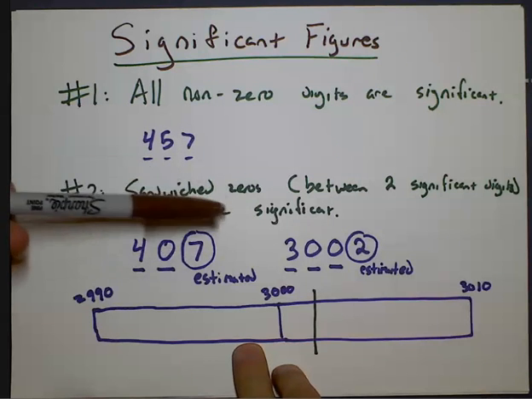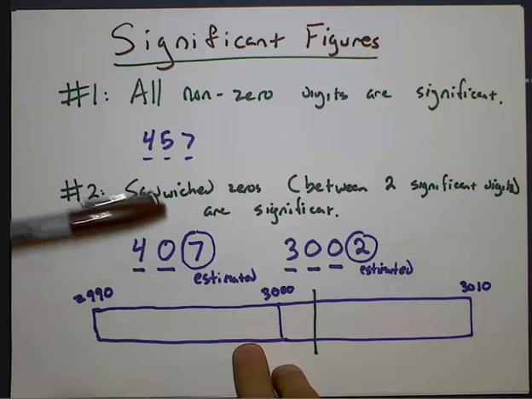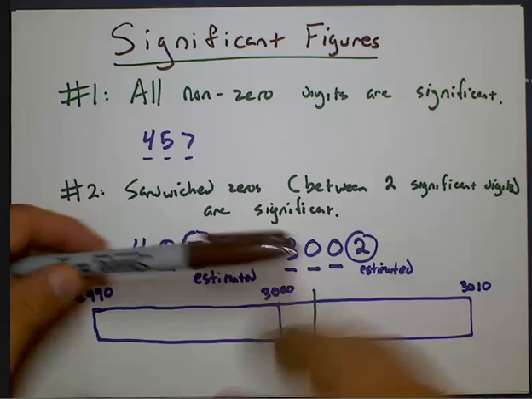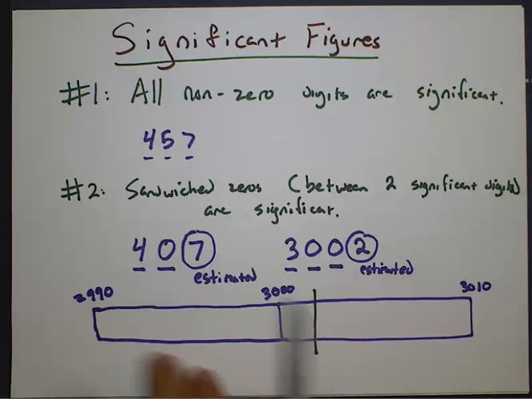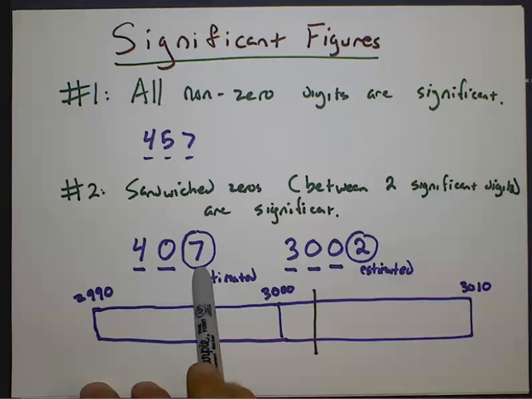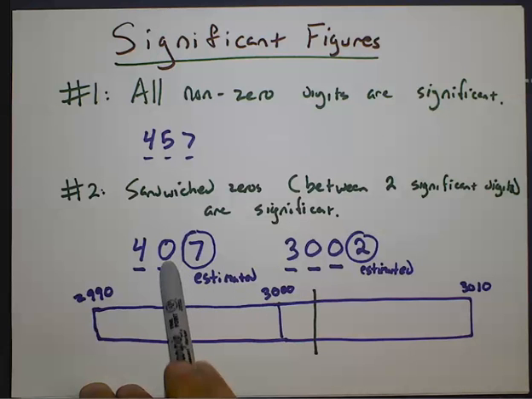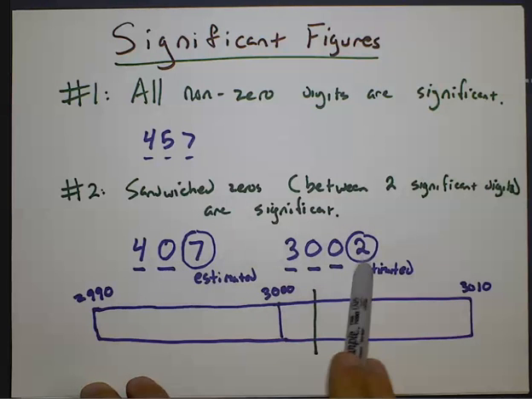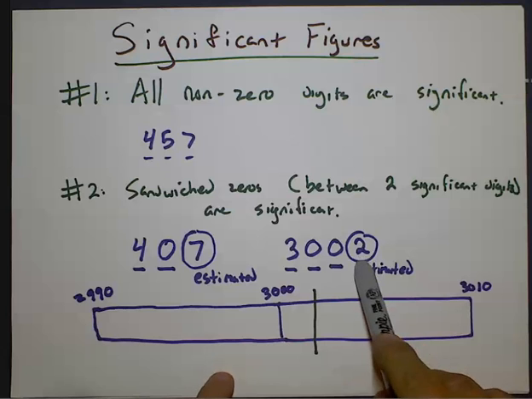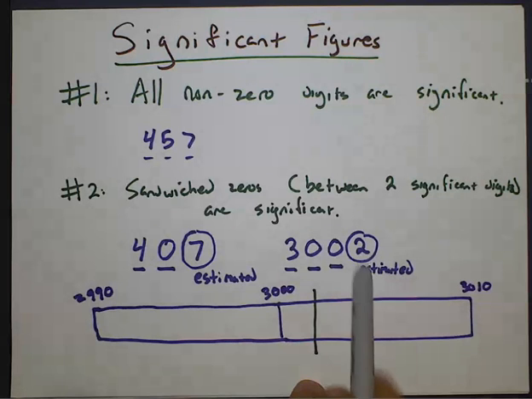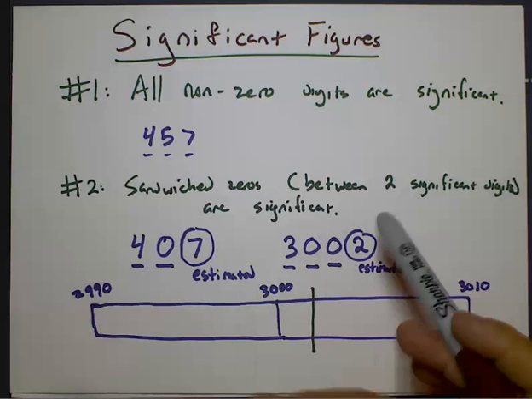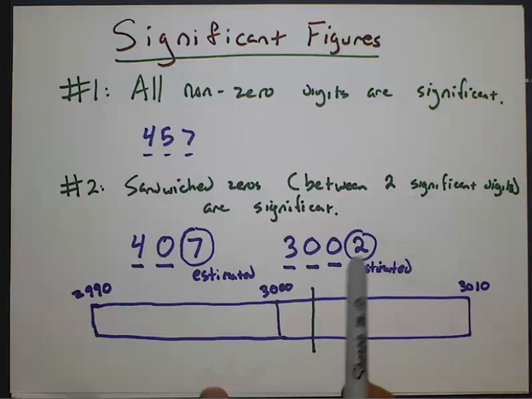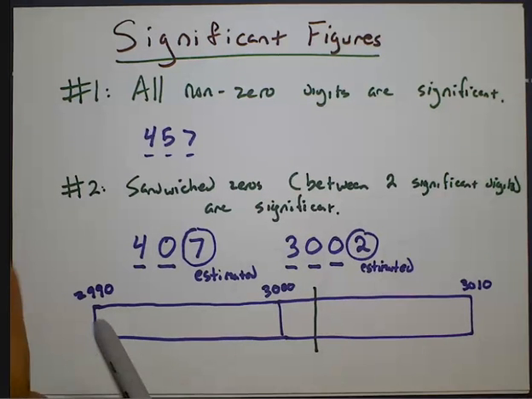The second one is where we start looking a little bit more in depth. Anything that's sandwiched between 2 significant digits is going to be significant, and the reason why is that the significant digit at the end has been estimated, which means that this 0 has been measured. The last significant digit in any measurement is the one that's been estimated. So here this 2 has been estimated, which means this 0, and that 3 have all been measured.